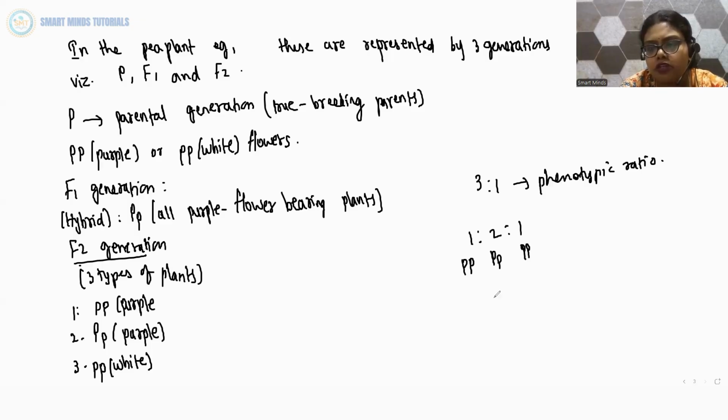So the phenotypic ratio 3:1 is known as monohybrid ratio. What is this called as? Monohybrid ratio, because the experiment was conducted taking into consideration of only one trait, that is the flower color. Now next, moving on to the third law, that is law of independent assortment.